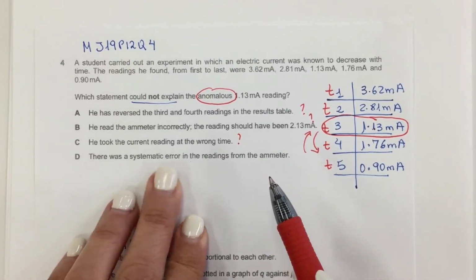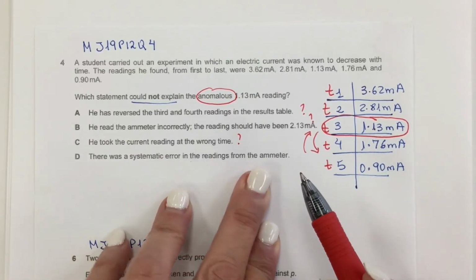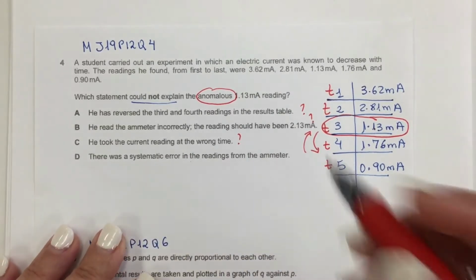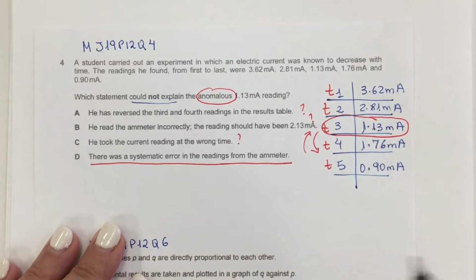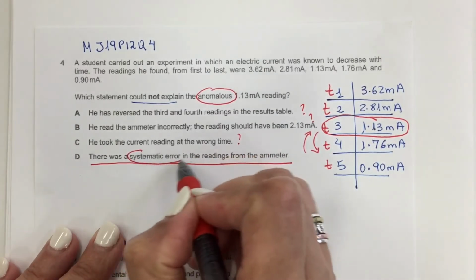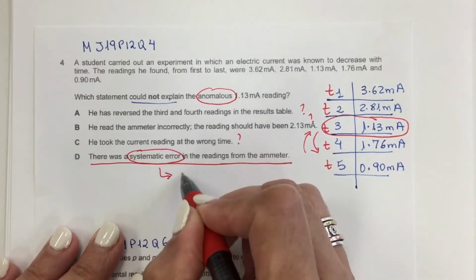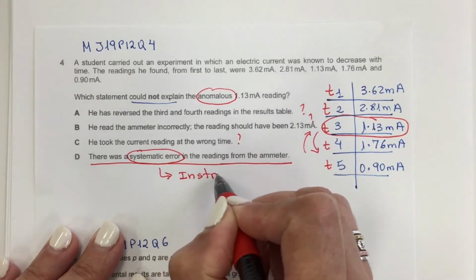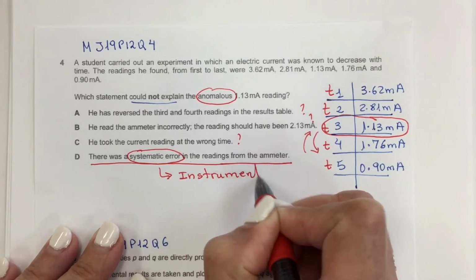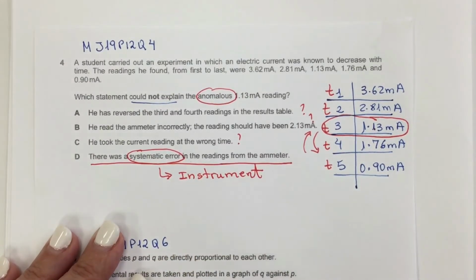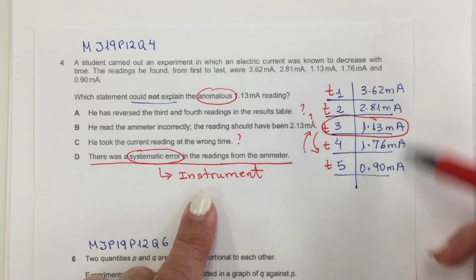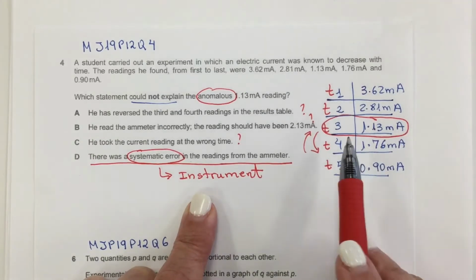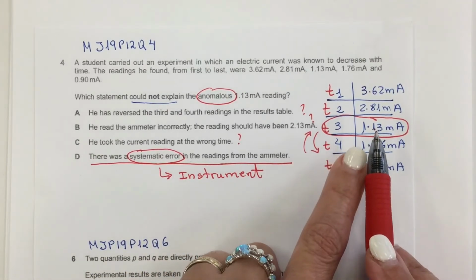There was a systematic error in the reading from the ammeter. So this one here, I will lift my flag, because systematic error is an error caused by the instrument. Only by the instrument. If it was a problem with the instrument, all his readings would be out of place, but just one is showing out of place.